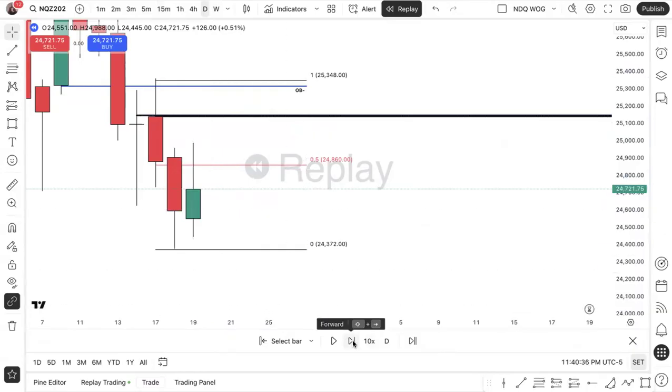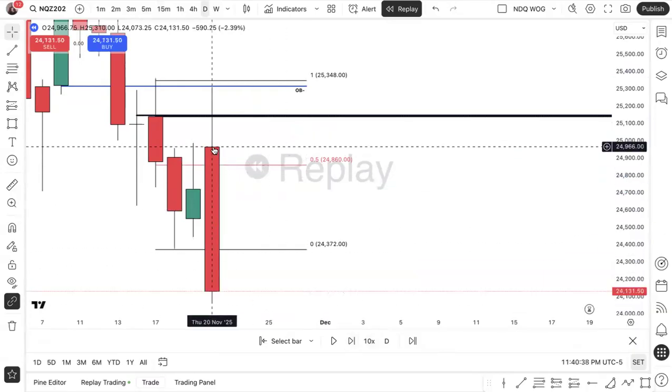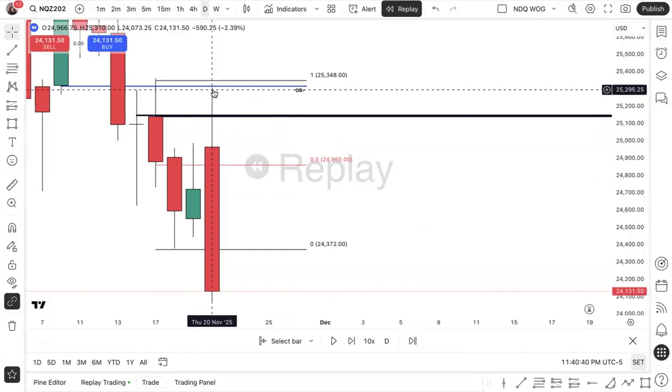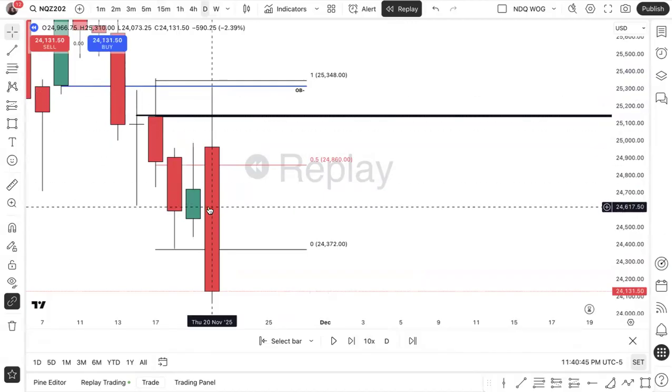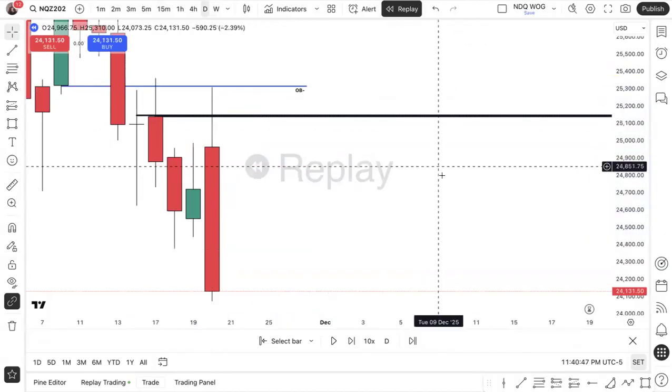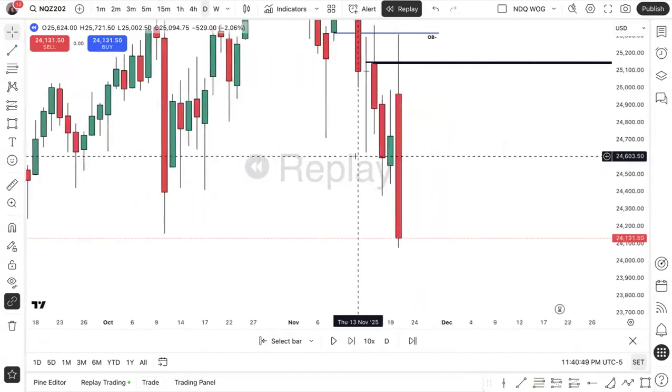Look how price opens here, buys all the way up, trades into this order block again, and then look, it immediately melts down. So what we're looking at the next day is, okay, where would price want to go?